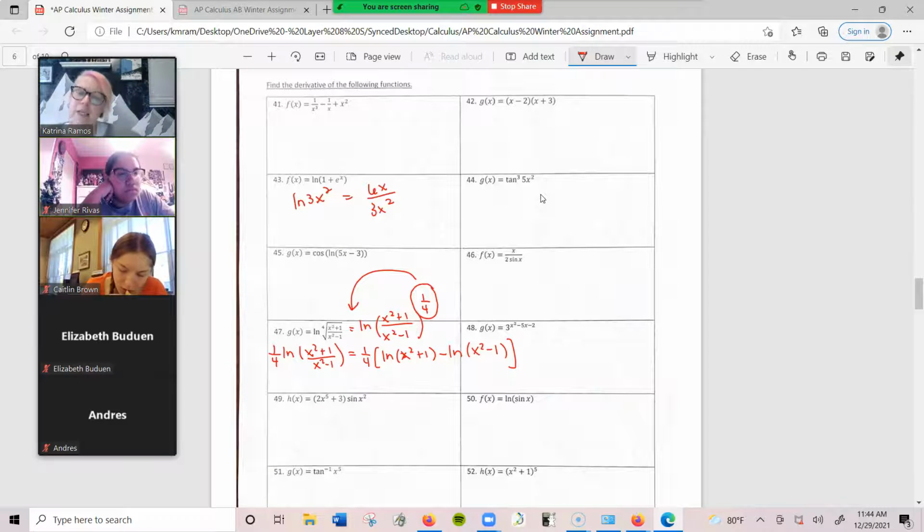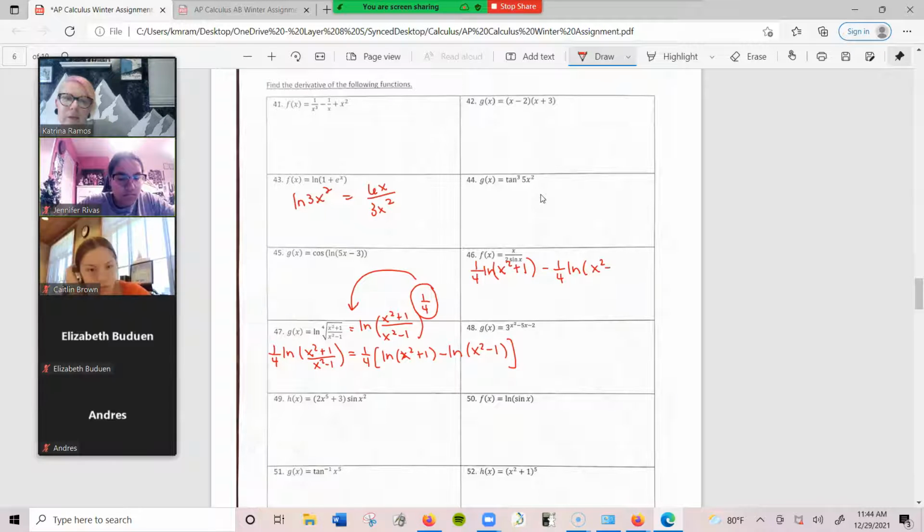And that 1/4 here applies to everything, to both of those terms. So I have the 1/4 on the outside. You can also have written it as 1/4 ln of x squared plus 1 minus 1/4 ln of x squared minus 1. However you choose to write it is fine. They're the same thing. Is that okay?